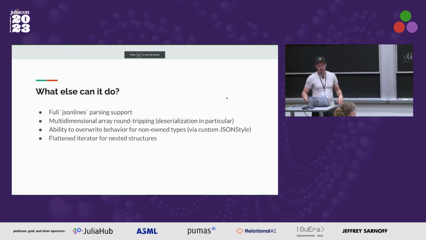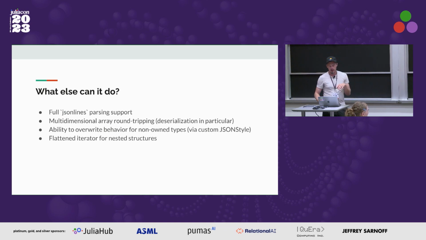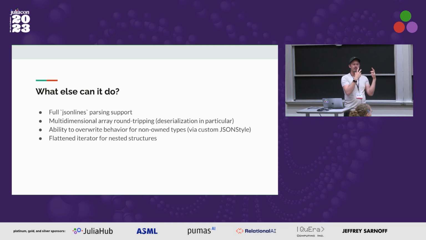So what else can it do? It has full support for JSON lines parsing. All you have to pass is JSON lines equals true, and then it knows how to handle that and say this is a JSON lines thing. It has full multi-dimensional array round tripping. I know that's been a long requested feature of JSON3 that it didn't really work in the JSON3 design, but we support it in this new stuff, which is really fun. Arbitrary dimensions, you can just say, yep, I'm going to serialize that and deserialize that.